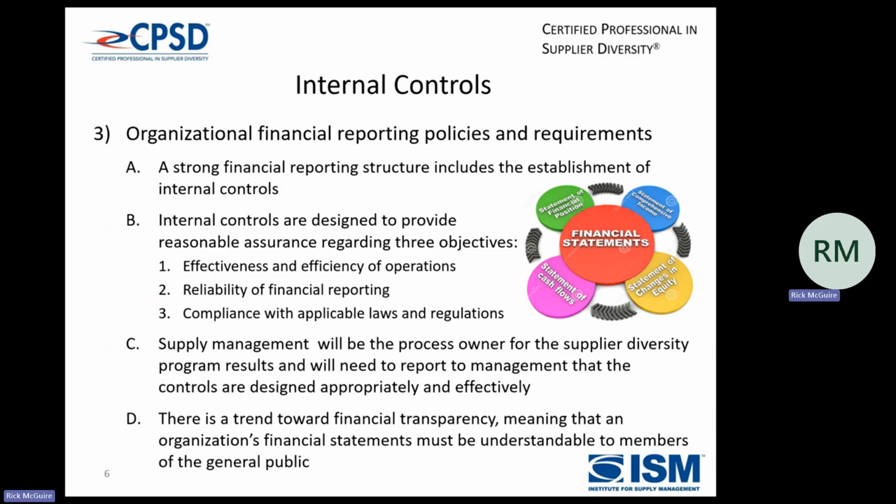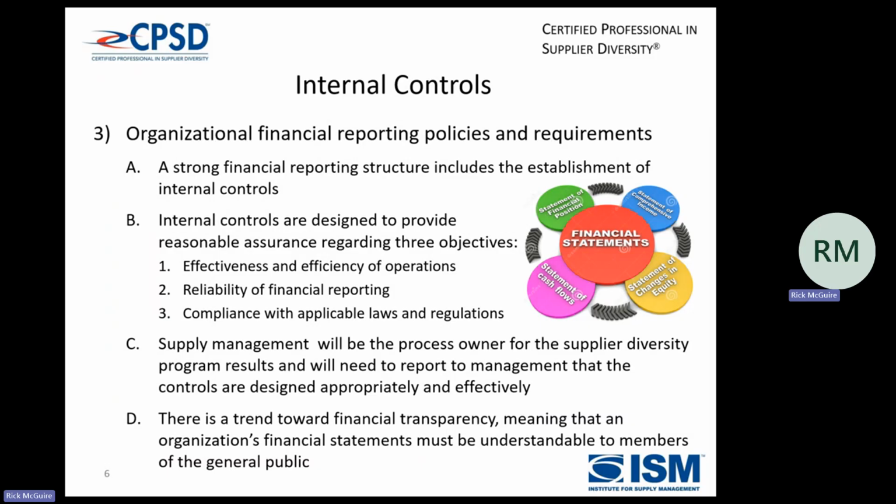Organizational financial reporting policies and requirements. A strong financial reporting structure includes the establishment of internal controls, brought to you by our buddies at Enron and the SOX legislation of 2002. That's in the US anyway. Internal controls are designed to provide reasonable assurance regarding these objectives: effectiveness and efficiency of operation, reliability of financial reporting, and compliance with applicable laws and regulations. So supply management will be the process owner for supplier diversity program results and will need to report to management that the controls are designed appropriately and effectively.